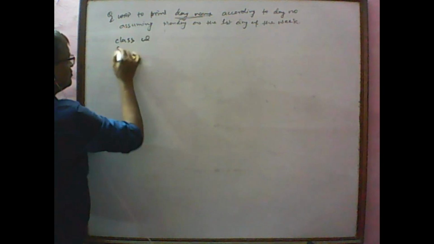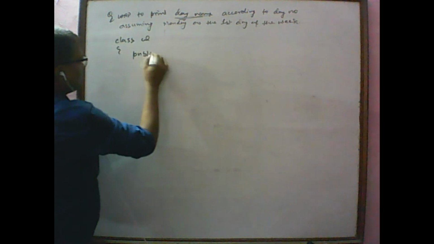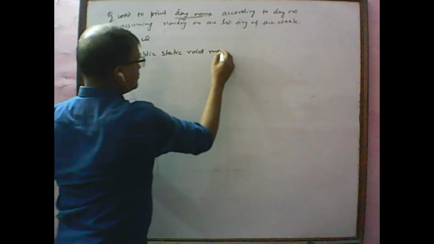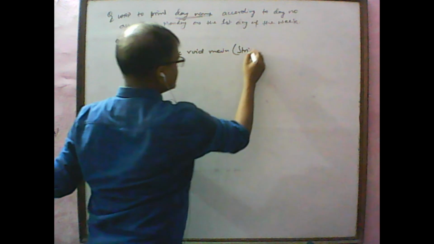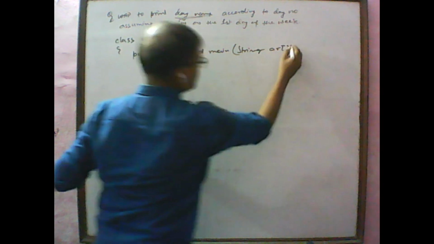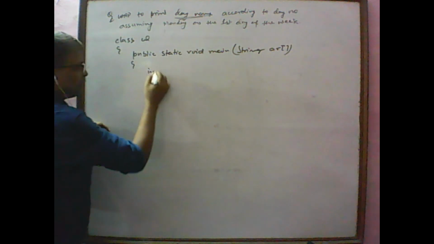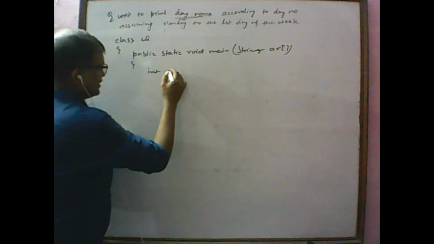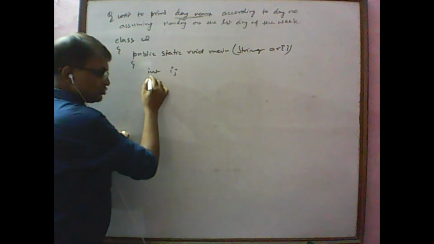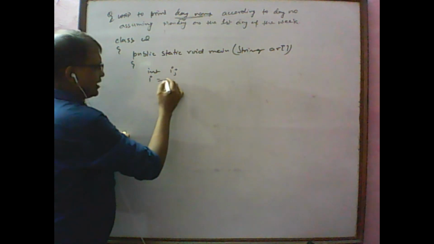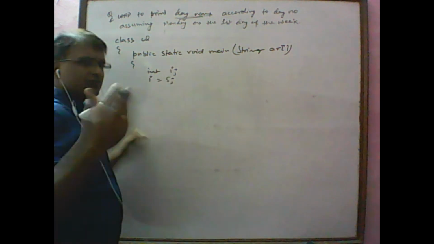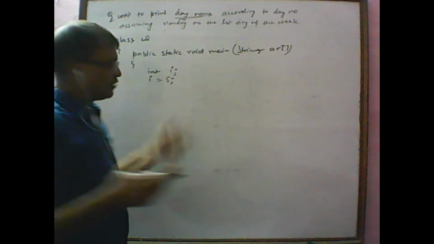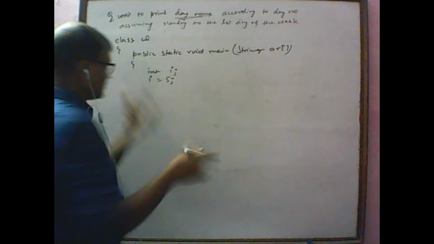Class CL, public static void main, String AR. Declare a variable for day number. Day number is 1, 2, 3, 4. This will obviously be of integer type, int I. Now store some value in I. Suppose I equal to 5, whatever, you can use any value. In each program I am telling you that you can store any value without any thinking.